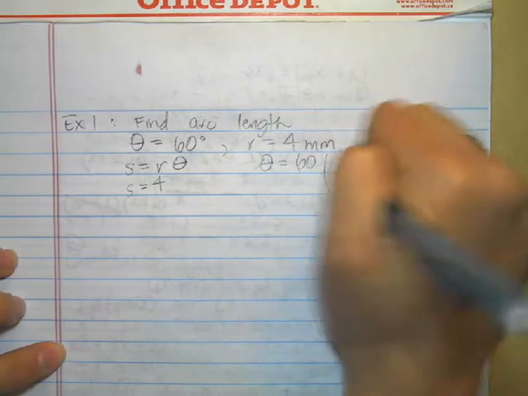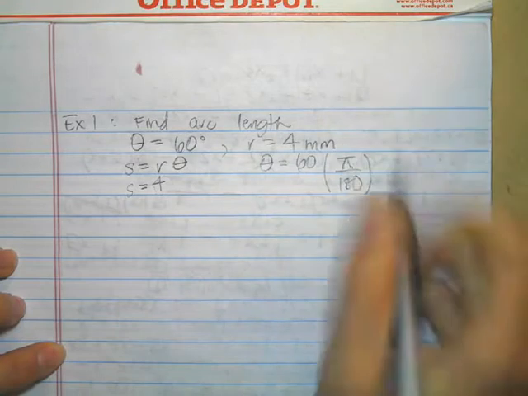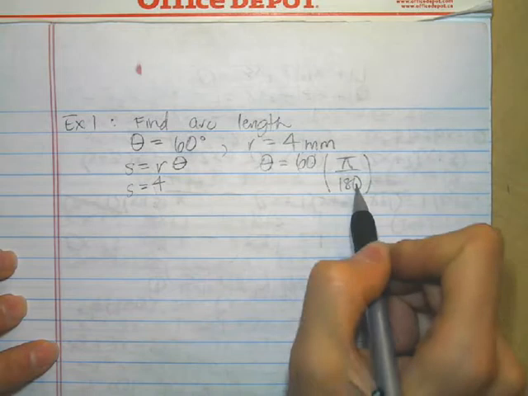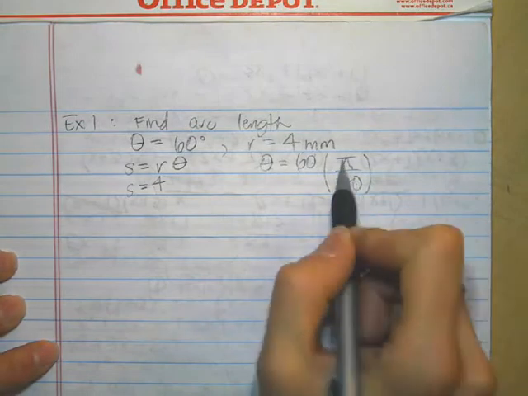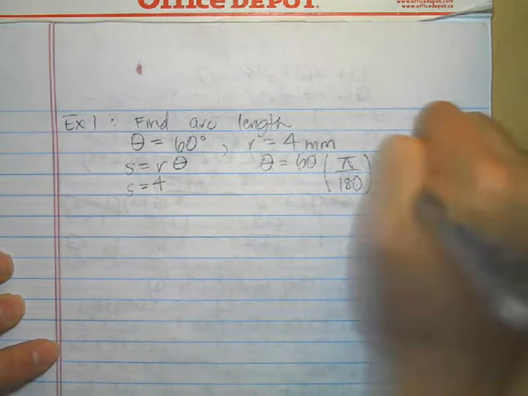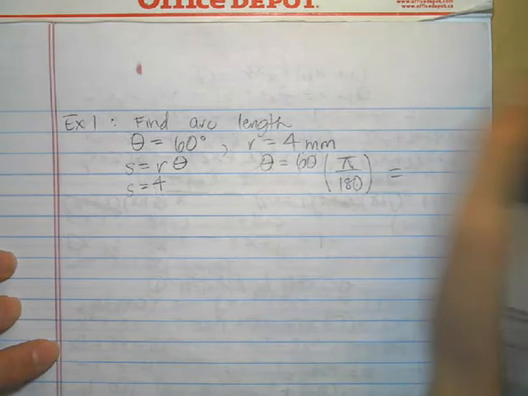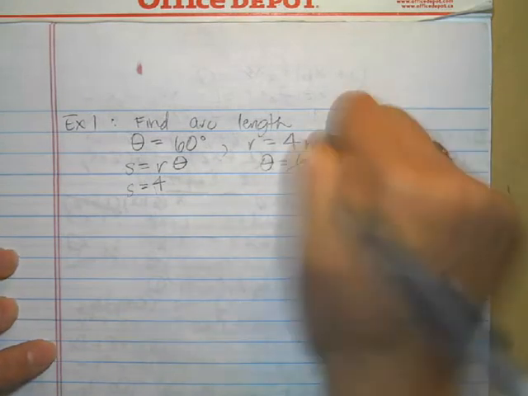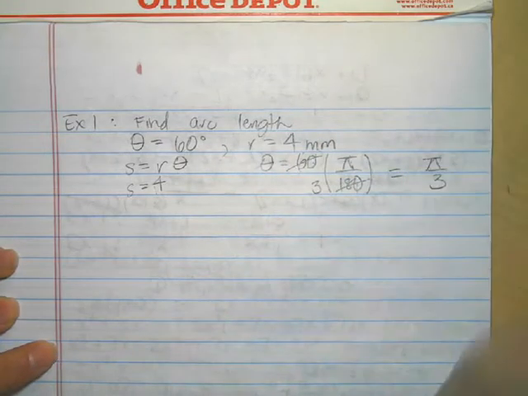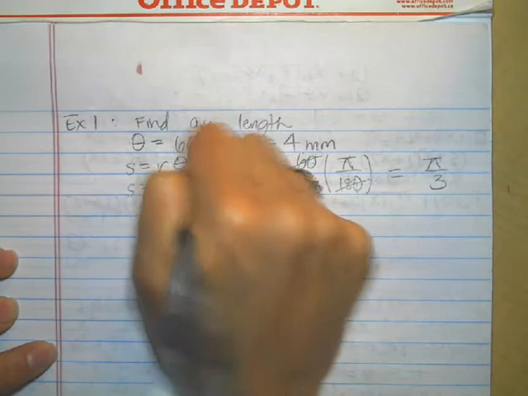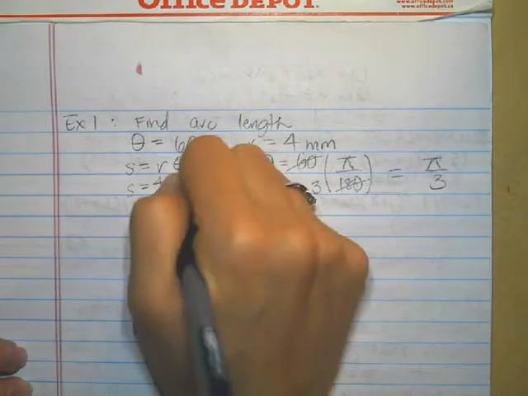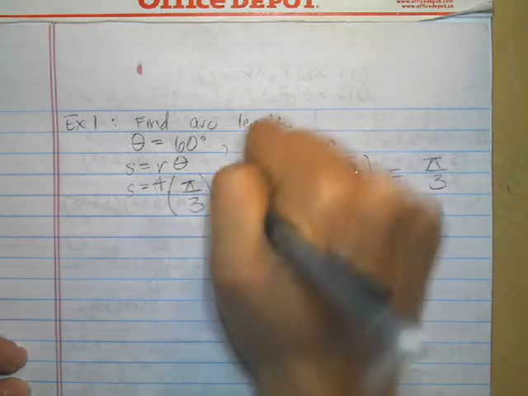The way I remember this is, for radians, I usually want a pi on the top. And I want these two to cancel, or reduce. So it's always by pi over 180. So 60 goes into 180 3 times, so pi over 3. So I multiply this by 4 over 3. And 4 by pi over 3 gives me 4 pi over 3.